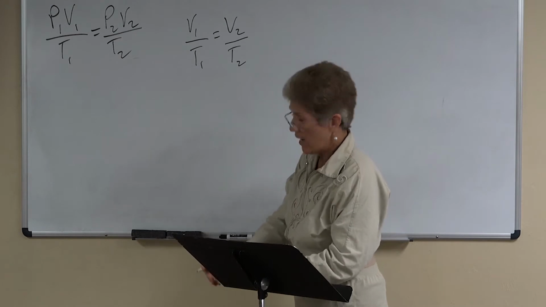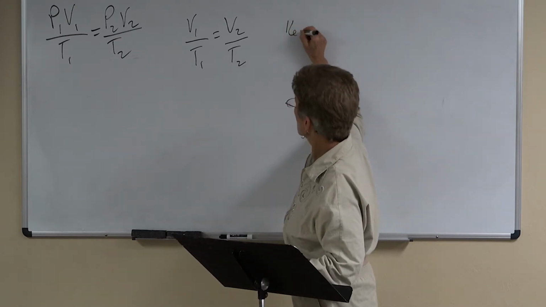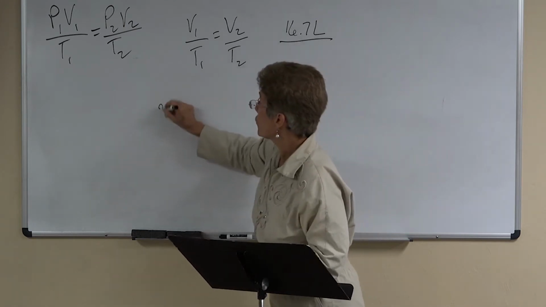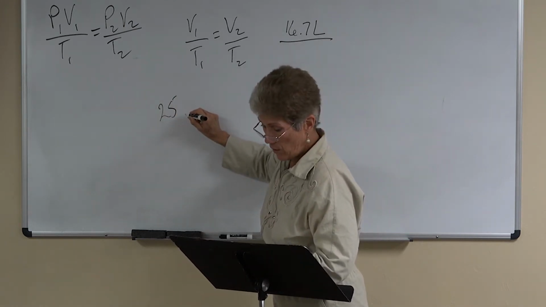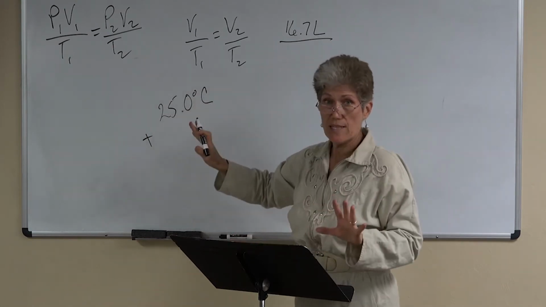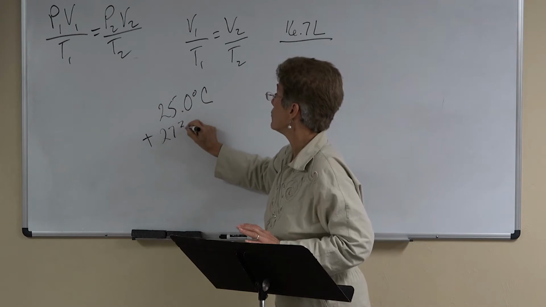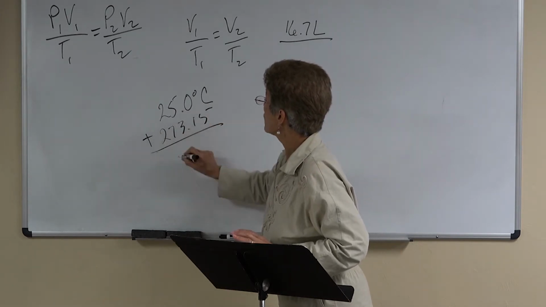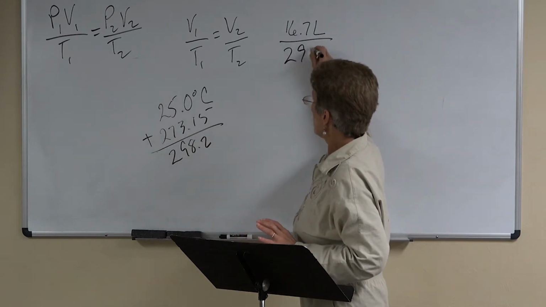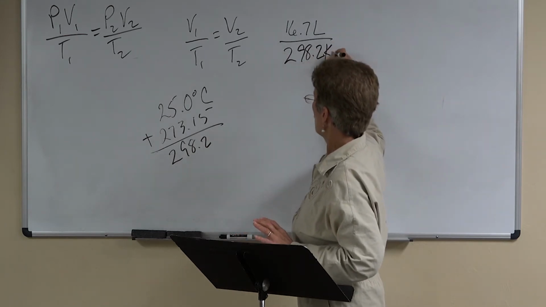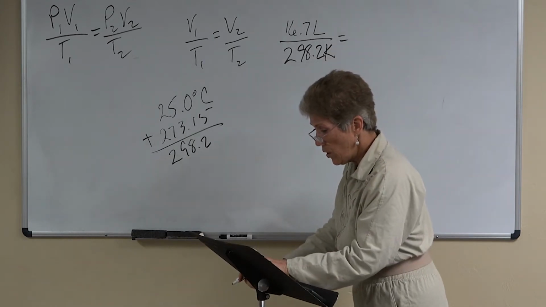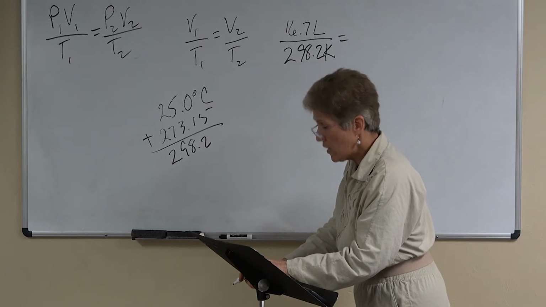Okay, and so then we have a volume initially of 16.7 liters, and the temperature is 25.0 degrees Celsius. We know we are not allowed to use anything but Kelvin, so we're going to go 273.15. So that's going to give me 298.2. 298.2 Kelvin equals the new, let's see, if the pressure doesn't change, what is the new volume?